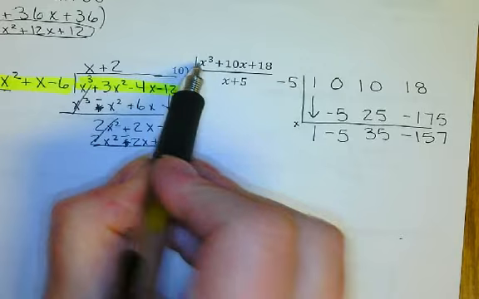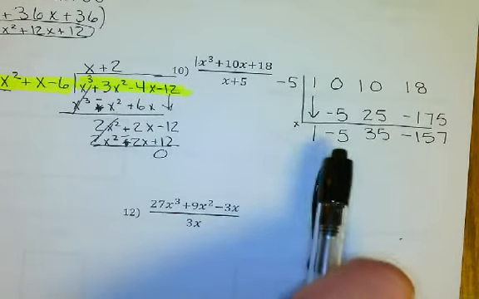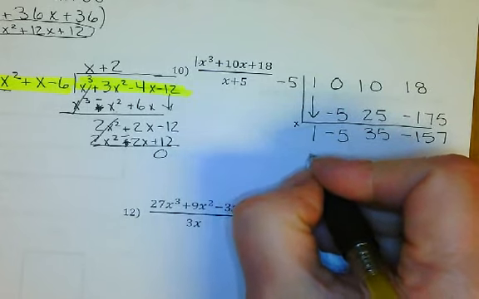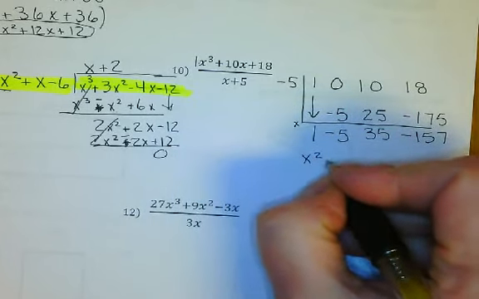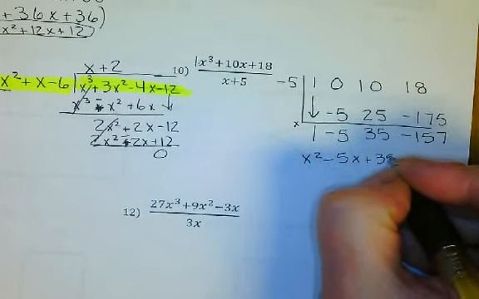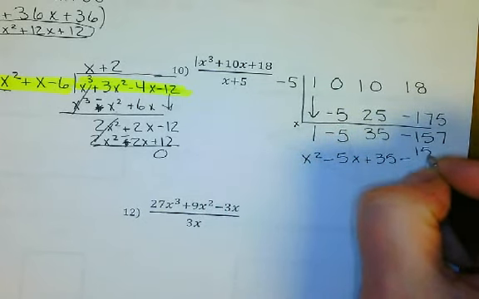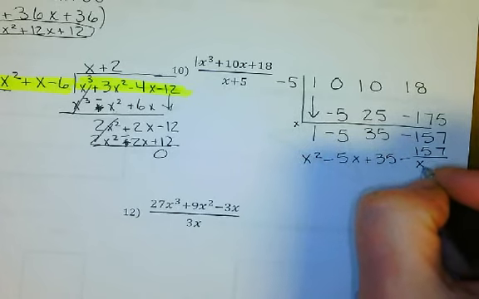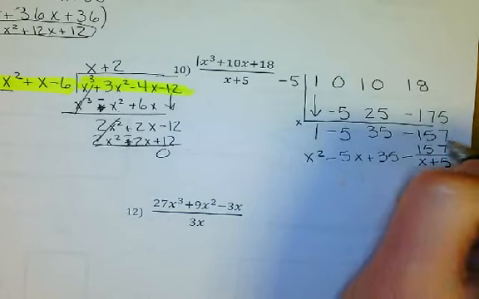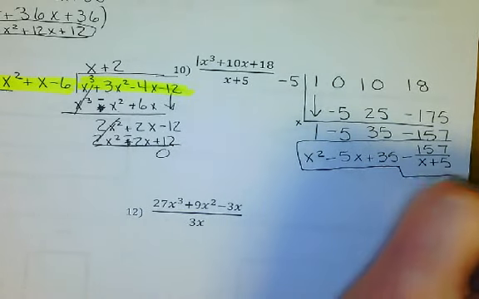Okay, so because my answer here started with a cube, this has to be 1 degree less. So this will be x squared minus 5x plus 35 minus 157 over x plus 5. That's with the synthetic.